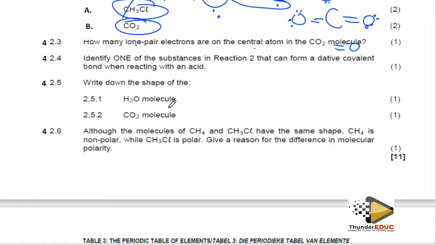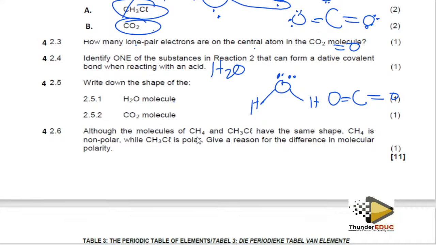So they are saying write down the shape of water. Identify one substance in the reaction. We have said the answer here is water. Then they are saying write down the shape of the water molecule. The shape here, we said that it forms a bent shape like this. Yes, it's bent, or sometimes you say angular. And then carbon dioxide is a linear shape.